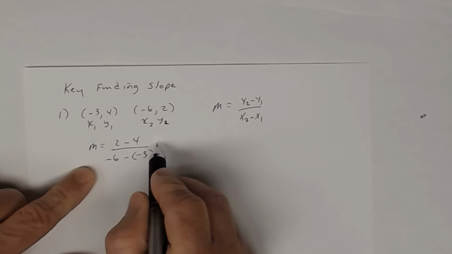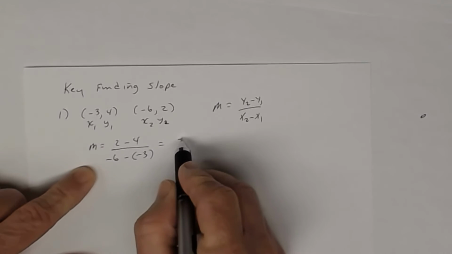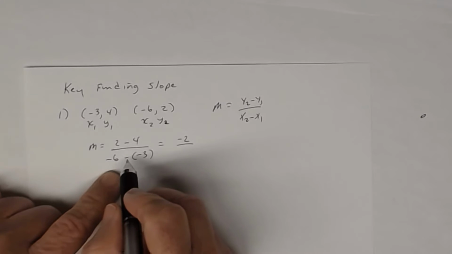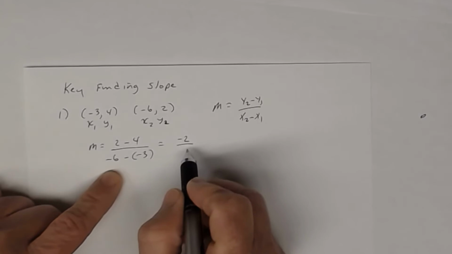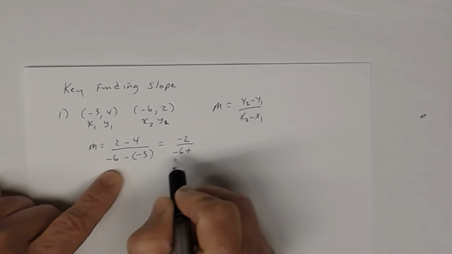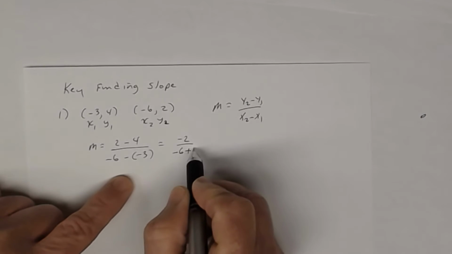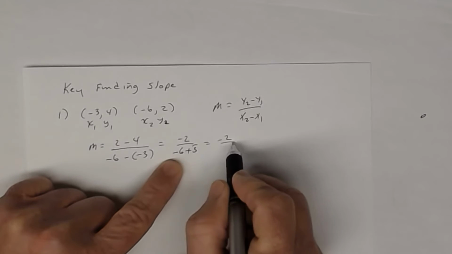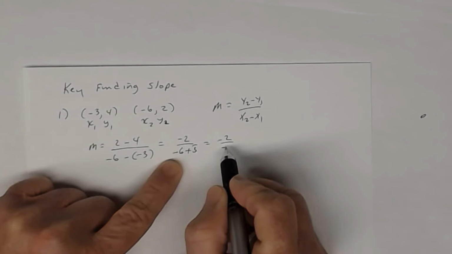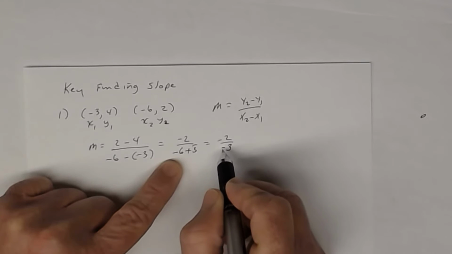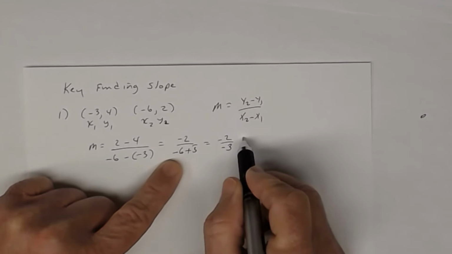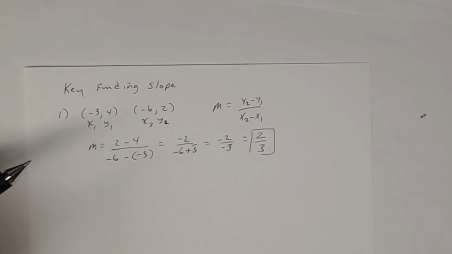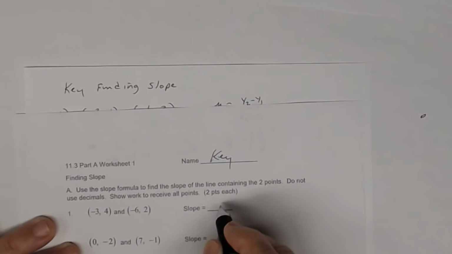All right, so simplifying this, 2 subtract 4 is a negative 2. Now in the denominator, remember, a negative 6 subtract a negative 3 means the same thing as negative 6 plus the opposite of a negative 3, which is a positive 3. And then simplifying, negative 6 plus 3 is a negative 3. Reducing this, you need to know that negative divided by negative is a positive, so you get a positive 2/3. All right, so that is the slope for number 1.